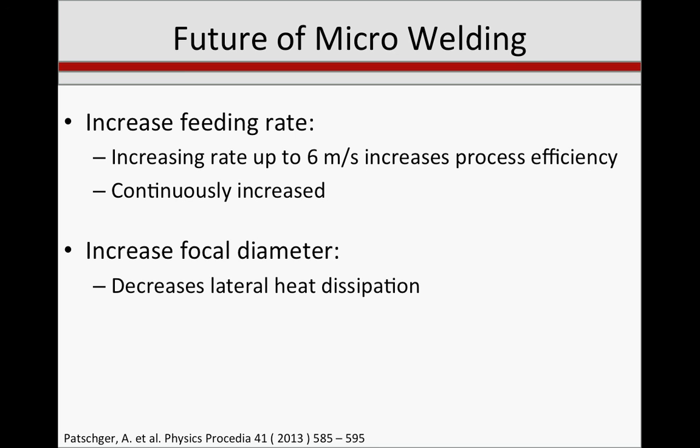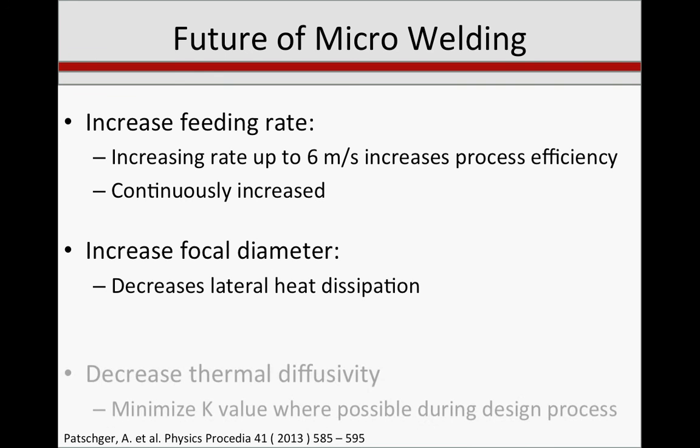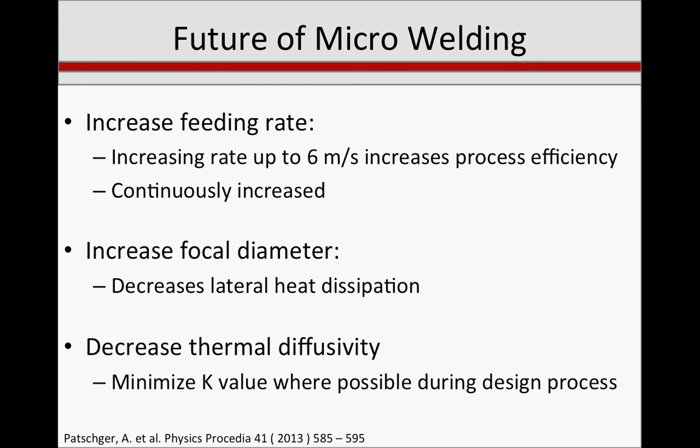Additionally, increasing the focal diameter of the spot size can decrease the lateral heat dissipation. Finally, decreasing the thermal diffusivity of the materials used will help increase the process efficiency. Therefore, throughout the design process, it should always be kept in mind to minimize the K value of the materials whenever possible. Using these tips, any company can help increase their process efficiency, decrease heat dissipation, and obtain an overall better process.